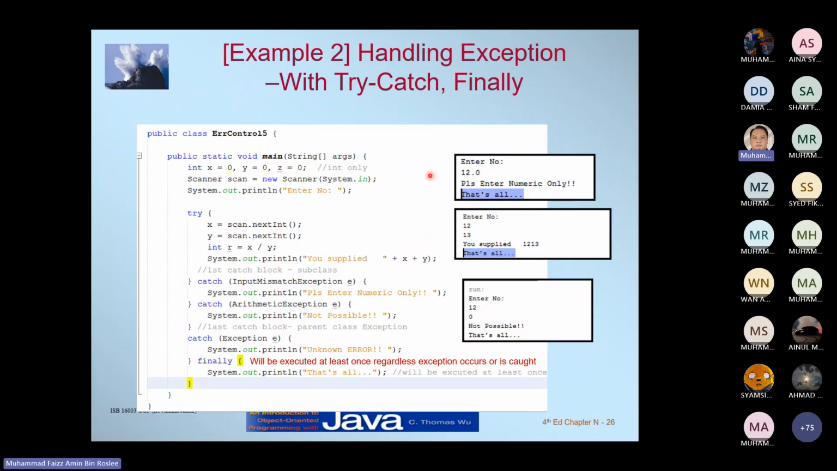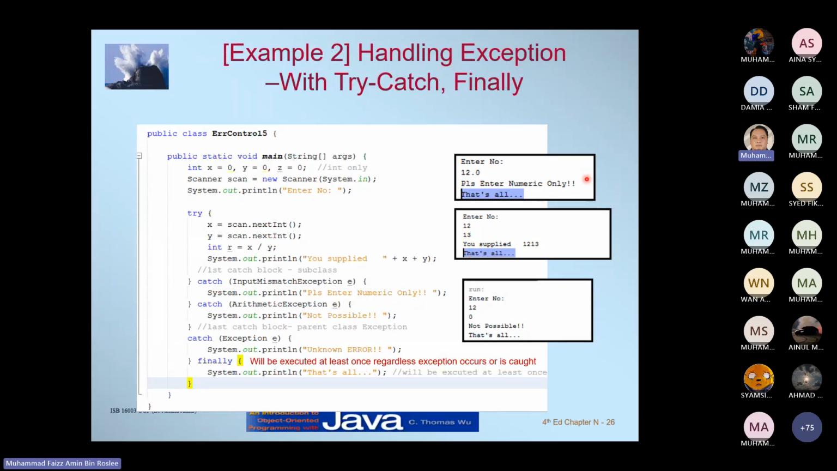Okay, so let's see another one with a catch block. You have all the basic manipulation up here. Then you have the try block as previously. Then you have a catch block if there's any input mismatch, and then you have arithmetic exception. If there's any other exception, you have the general exception, which will print unknown error. Then you have a finally block, which will be executed at least once regardless of whether an exception occurs or is caught.